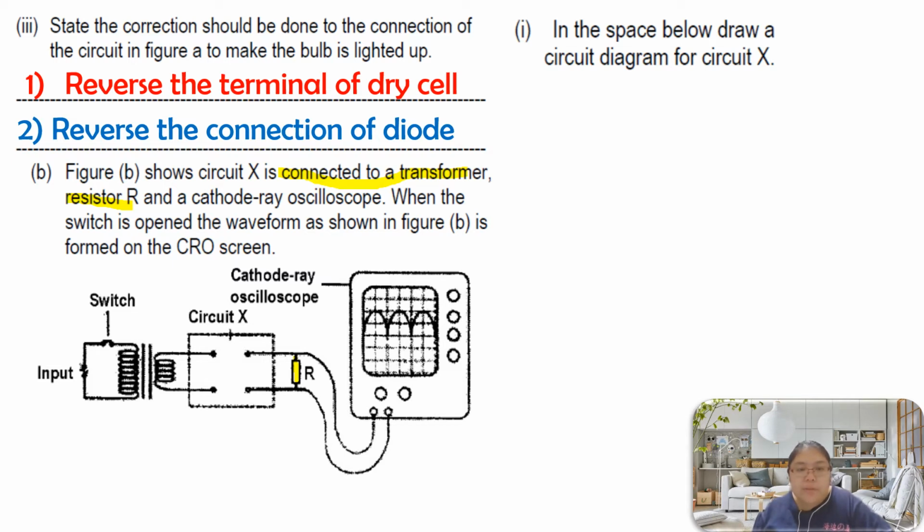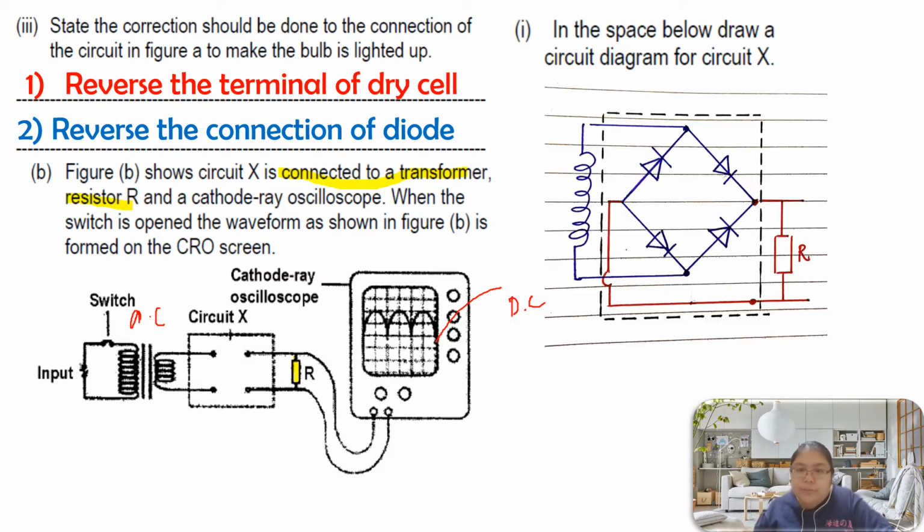From here we need to convert, because the transformer uses AC current. So this one uses AC, and what is produced later should be DC. So you need to draw the diagram to show how to convert AC to DC. Remember, we must use diodes. Then if you want to get full wave, you must draw the bridge rectifier. Let's see the answer, an example of how to draw.